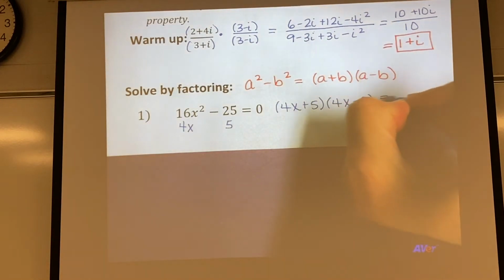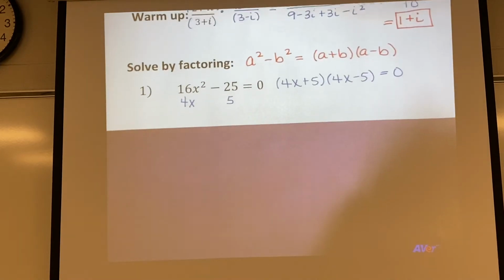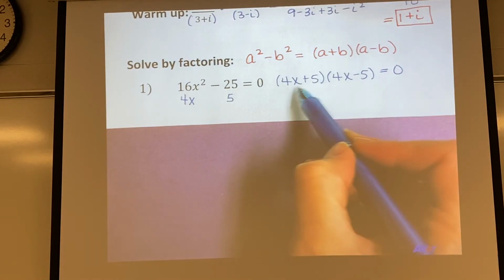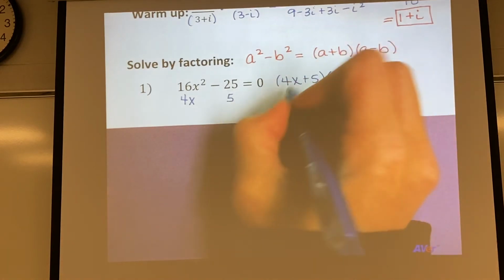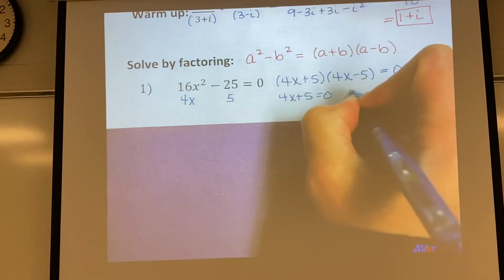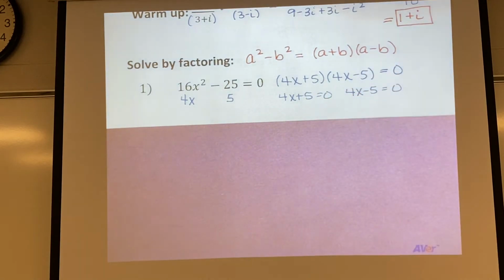Now this is equal to 0, and the equal to 0 part is what's new for us. We've already done the factoring before, but it wasn't equal to anything. When it's equal to 0, that tells us that one of these factors has to be 0. So all we do is we take each factor and set it equal to 0, and then we solve for x.